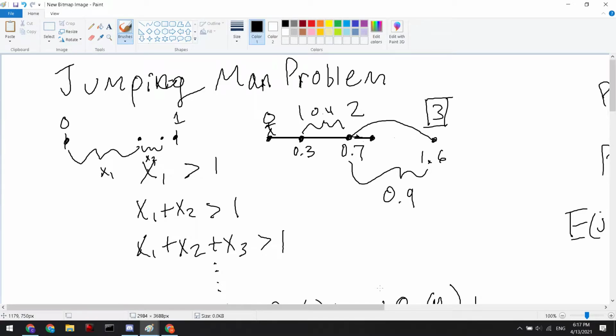My question is, if you were to repeat this process over and over, what would be the expected amount of jumps, or the average amount of jumps that it would take for him to cross 1?